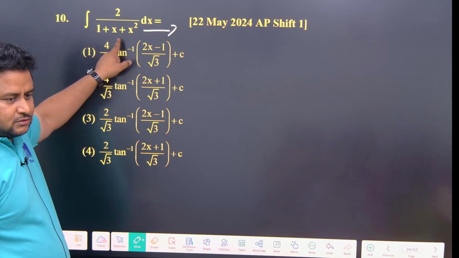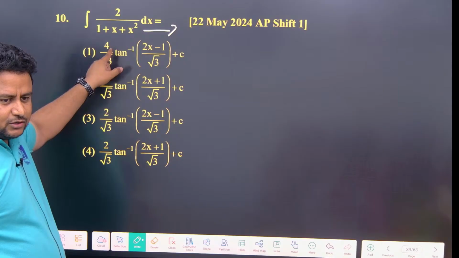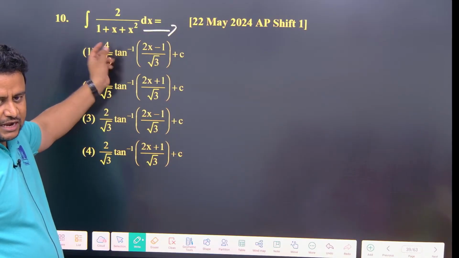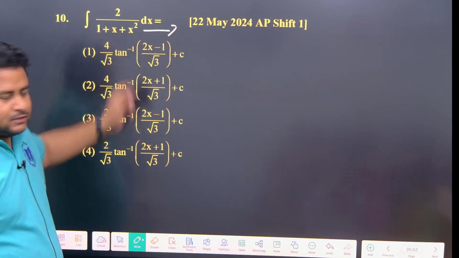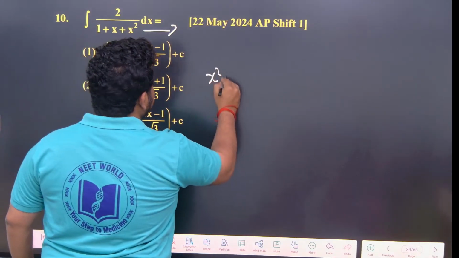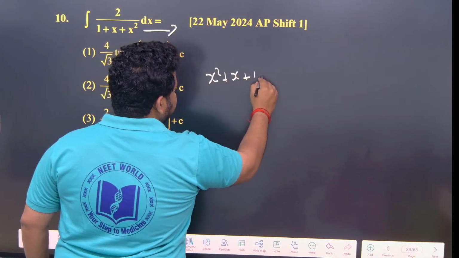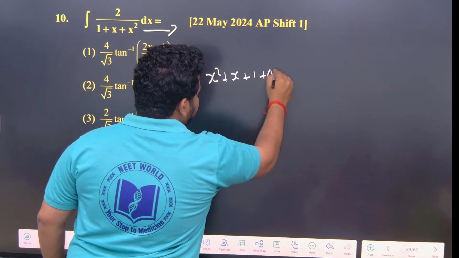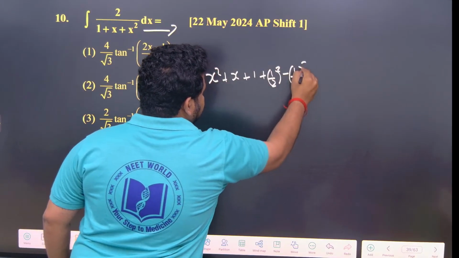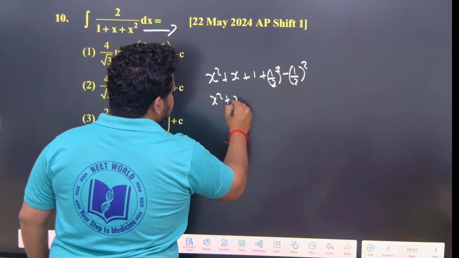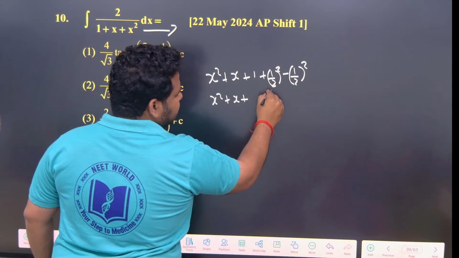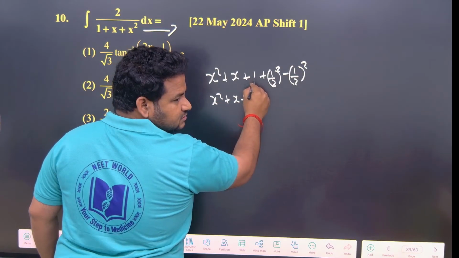Coefficient of x is 1. So, I should divide by 2. Half of the coefficient of x, I have to square that, and add it and subtract. So, what is the denominator I am having? X square plus x plus 1. For this what I will do? Plus 1 by 2 whole square minus 1 by 2 whole square. This gives me x square plus x, plus 1 by 2 whole square, which is 1 by 4.